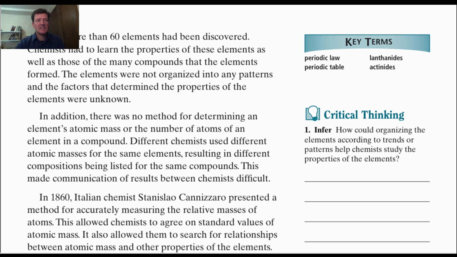So back in 1860, as you can see here, there were about 60 known elements. There are about 100 now, 60 known elements. But the scientists at that time didn't know a lot about those 60 elements. They learned a little bit about the properties and the compounds that they were forming, but they didn't have them organized in any particular pattern at that time. And even the masses that scientists were coming up with were different for the different elements.